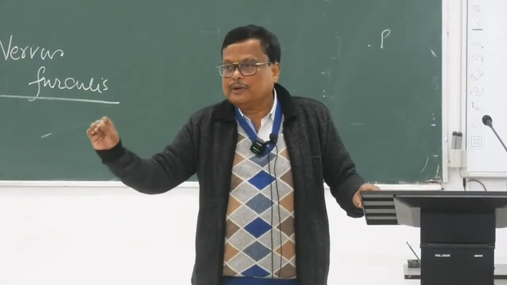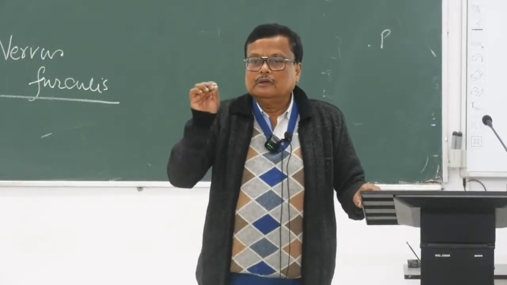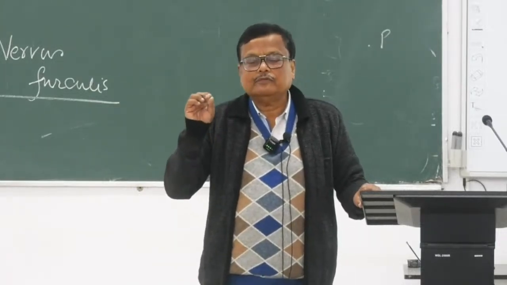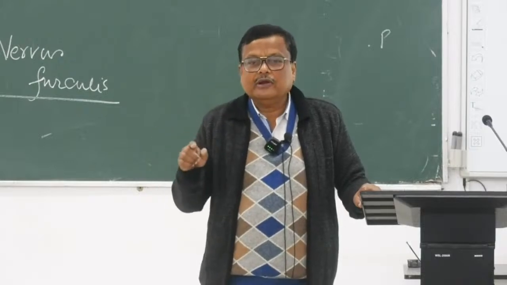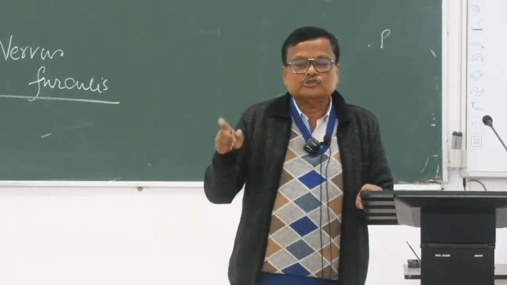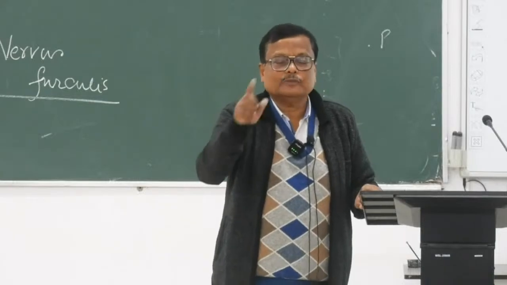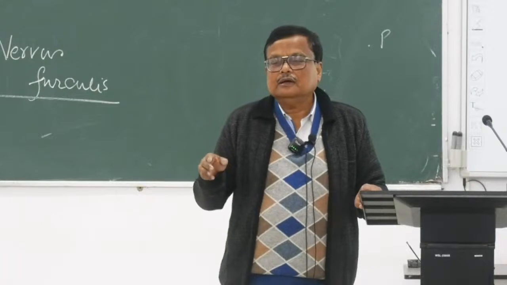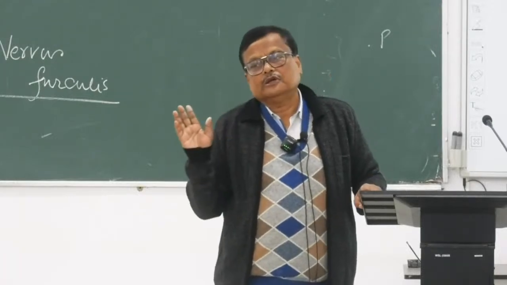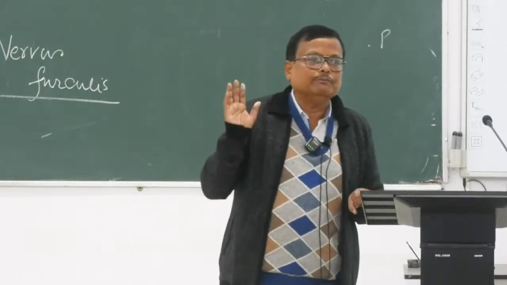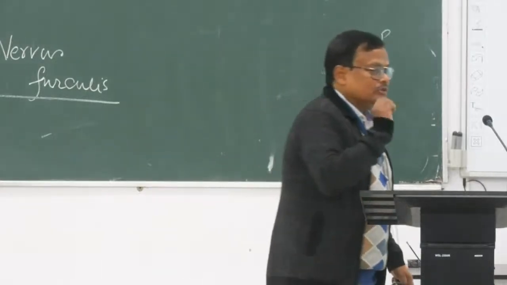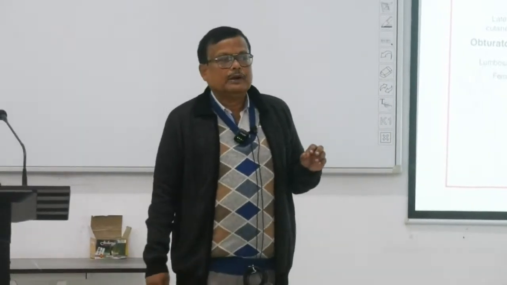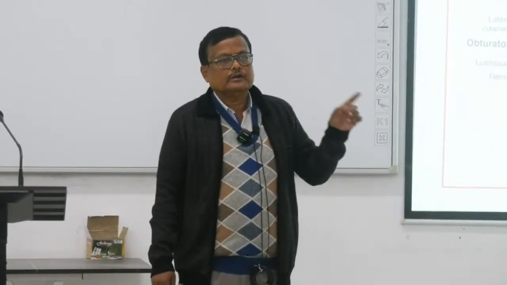Afferent limb is the femoral branch of the genitofemoral nerve. Center is the spinal segment of L1, L2, and efferent is the genital branch. Sorry, I said it wrong: afferent is the femoral branch of the genitofemoral nerve, center is the L1, L2, and efferent is the genital branch of the genitofemoral nerve. So it is a very important nerve, genitofemoral nerve, that is why I explained in detail, which not only carries the sensation in the upper part, but also a reflex is formed, the cremasteric reflex.